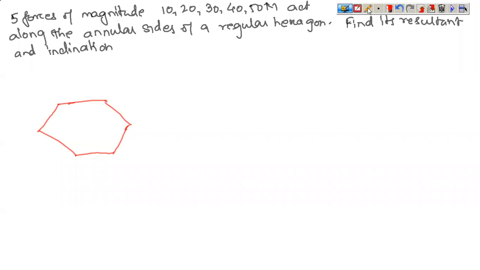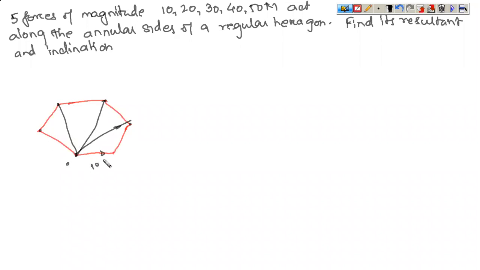This is your, let us say, origin. So this is your first force. This is your second annular point. This is your third annular point. This is your fourth annular point, and this is your fifth annular point. So the diagram is like that. This is first. The second one is like this. The third one is like this. The fourth one is like this, and this is the fifth one.